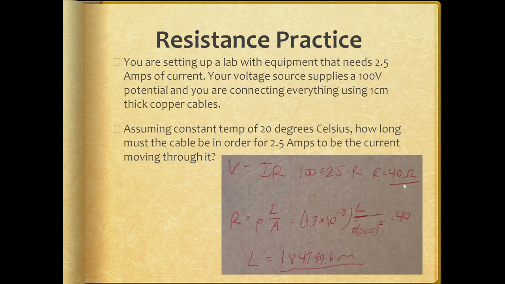We can plug that 40 ohms into R here. And we know wires are made out of copper. We know how thick they are, so we can figure out what their cross-sectional area is, assuming that they're round. And we can just solve for how long the cable would need to be in order for it to have a 40 ohm resistance. The answer is very, very long. 185,000 meters of cable.